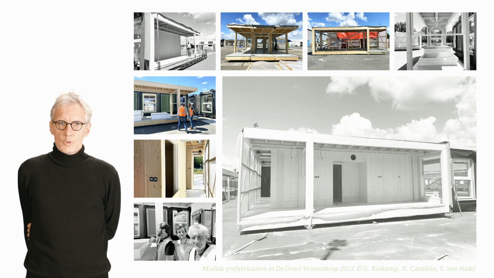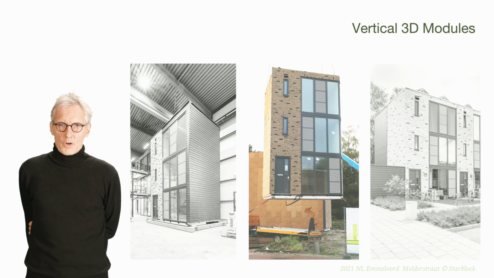Here we visited the room module prefabrication at the Groot Vroomshoop in 2022 for a temporary school in Amsterdam. Different configurations of modules for the same building. Breaking from conventions, let's look at this project by Starblock, where modules were designed to span vertically across 3 floors. It's not just a feat of engineering, but also a masterpiece of space utilization. By thinking vertically, the architects were able to maximize spatial efficiency in a way horizontal modules could not.